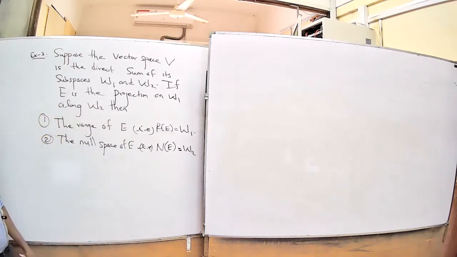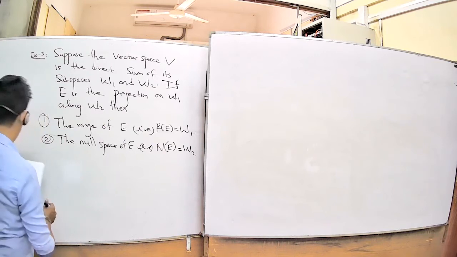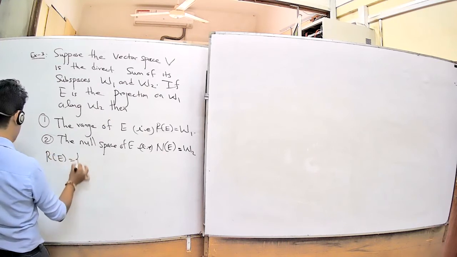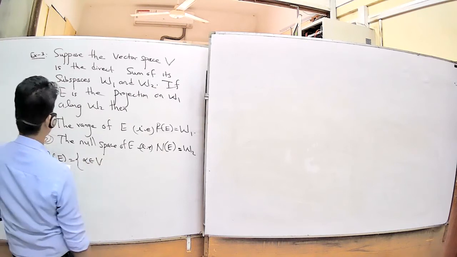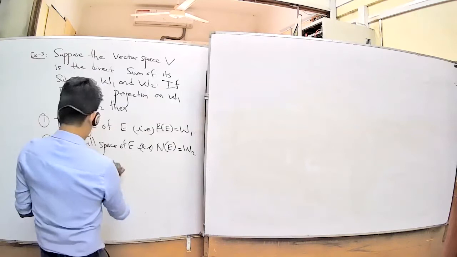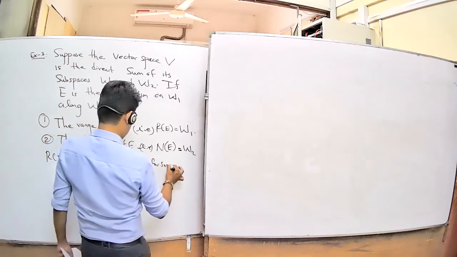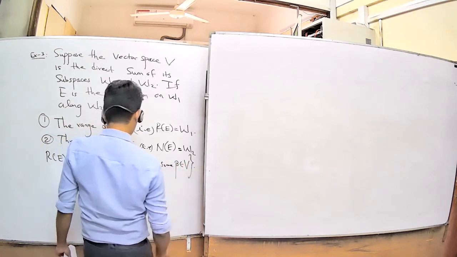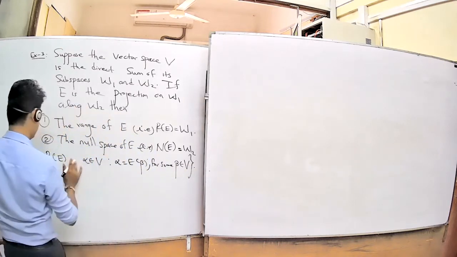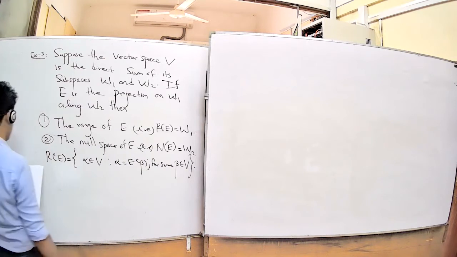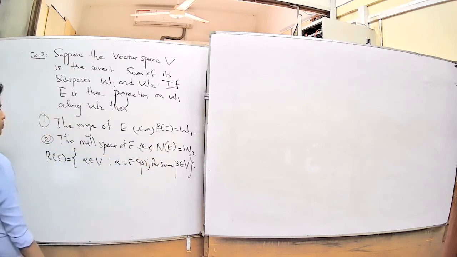This part now we want to prove. First, range of E. Alpha belongs to B, alpha equals E^beta for some beta belonging to B. Now you want to show that this condition, R of E equals W1.